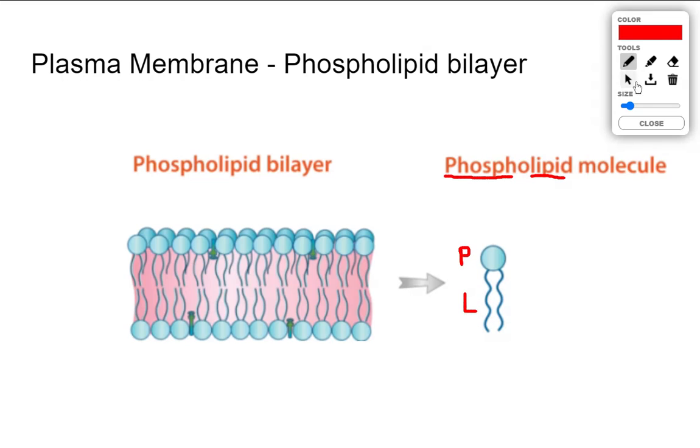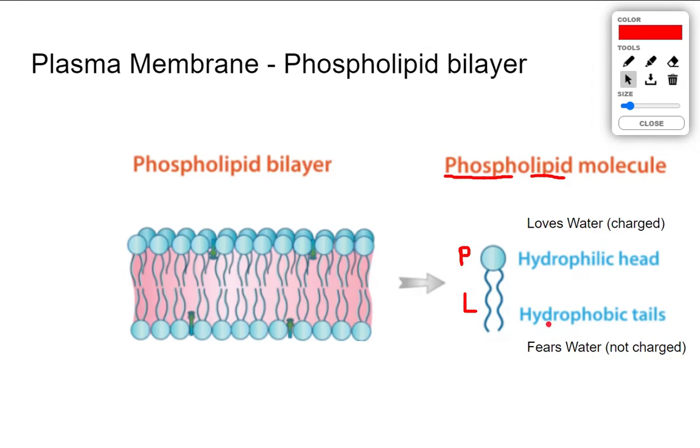Okay, and if we take a look at the properties of each of those, what we'll notice is that the phosphate head is hydrophilic. Now, hopefully you remember that hydro means water, philic means it likes, so it loves water and it's charged. The tails, on the other hand, are considered to be hydrophobic. Phobic is like phobia, meaning scared of. So the tails are really scared of water. So we have this double-ended molecule, this phospholipid. One end likes water, the other end doesn't like water.